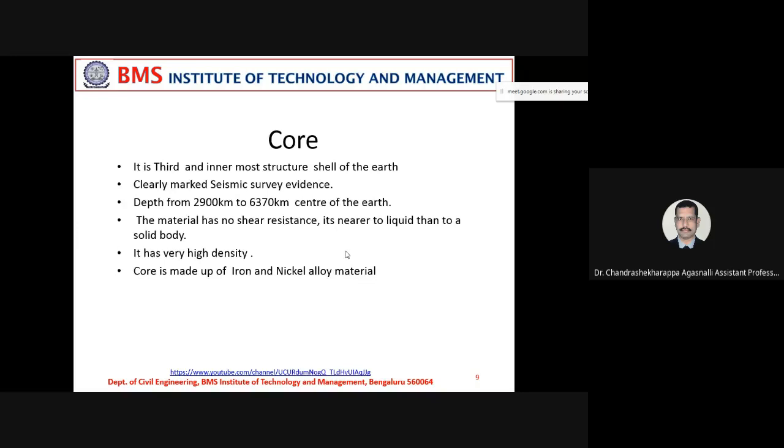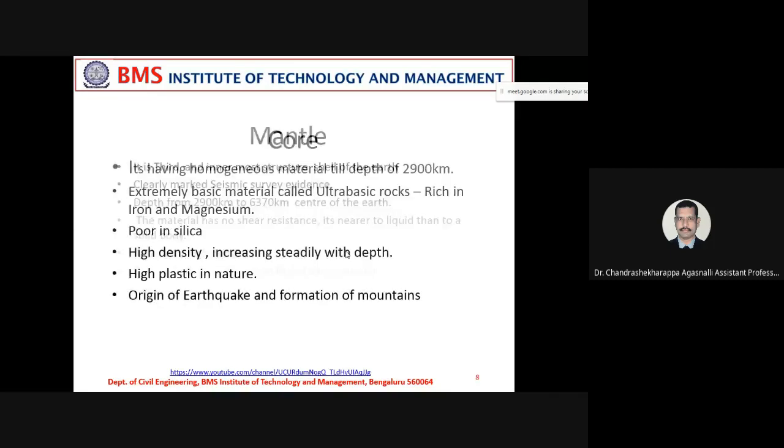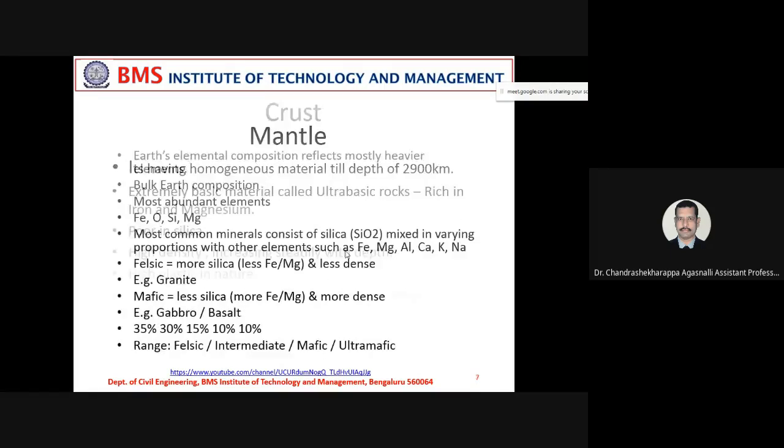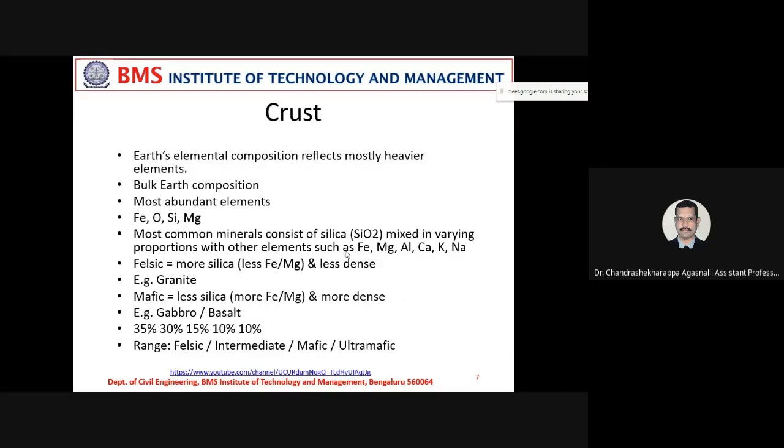It has very high densities in the central part of the core, and the core is made up of iron and nickel and other alloy materials. It is near liquid, a semi-liquid state. Right, so these are the different internal structures of the earth. That's it.